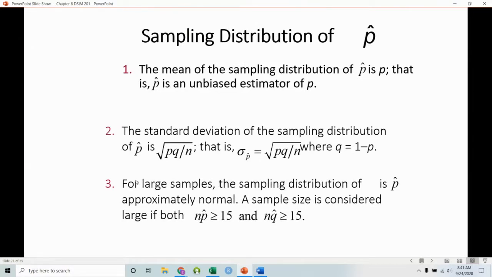Okay, so for a proportional sampling distribution, the mean of the sampling distribution of p hat is p. That is, p hat is an unbiased estimator of p. The standard deviation of p hat is found by the square root of p times q divided by the sample size n, where q is equal to 1 minus p. For large samples, we need at least 30 samples, where half represent p and the other half represent q. So we need 15 of each.